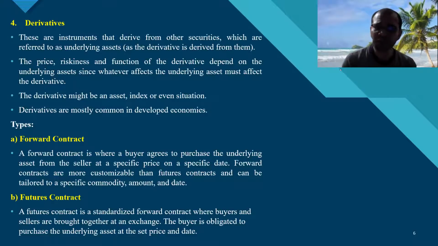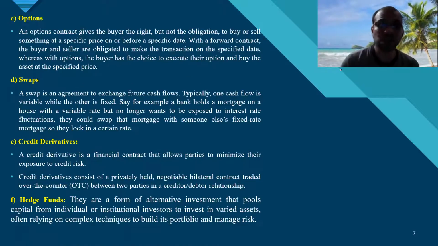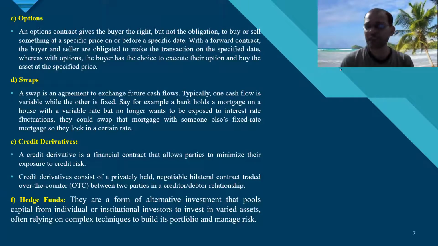Futures contract means a standardized forward contract where the buyers and sellers are brought together at an exchange. The buyer is obligated to purchase the underlying asset at the set price and date. The third is options. Options, as the term states, means it is not an obligation, but a right to buy or sell. Option contracts have 2 types: call option and put option. Call option is the right to buy, and put option is the right to sell.